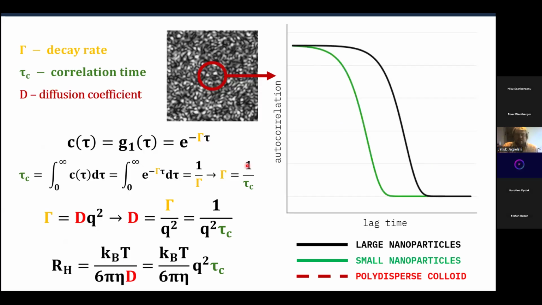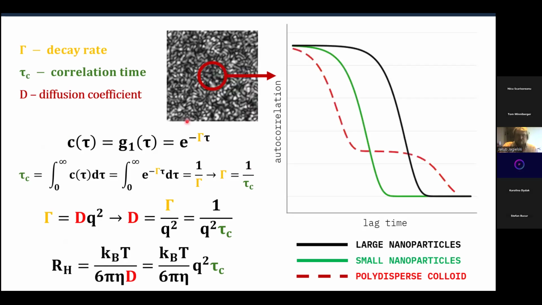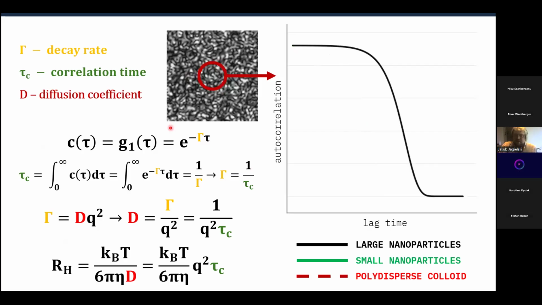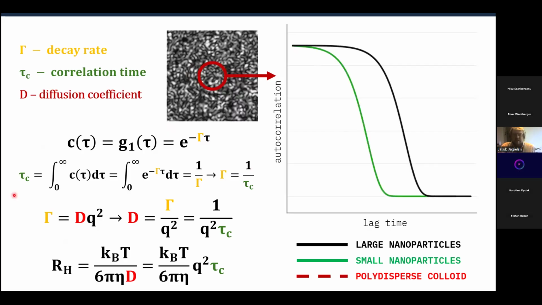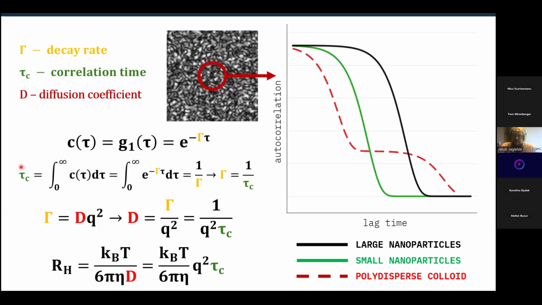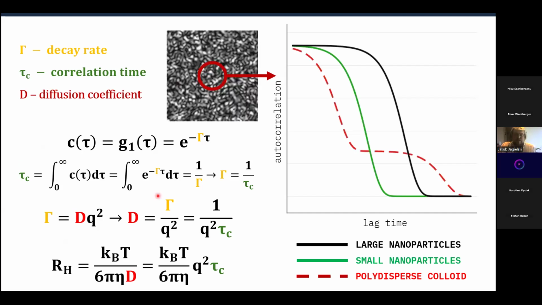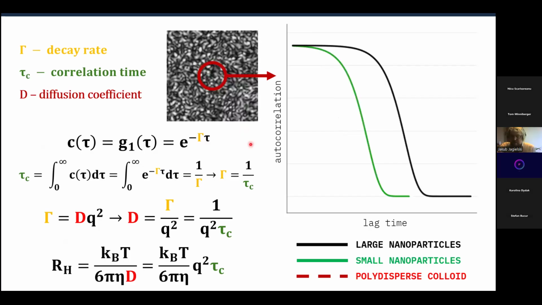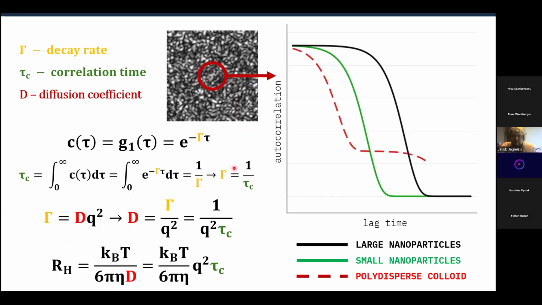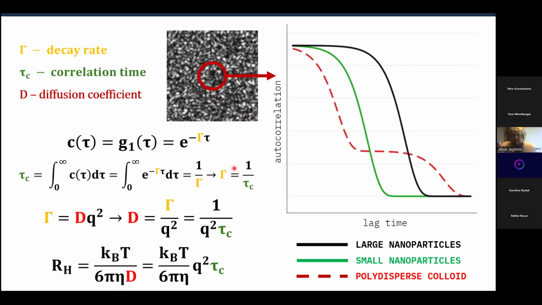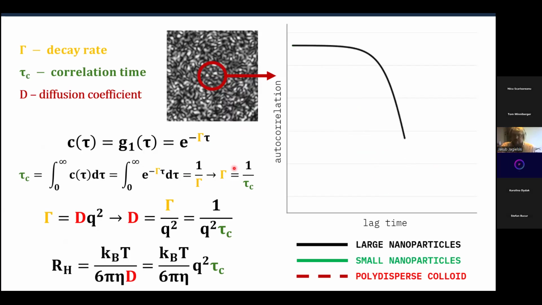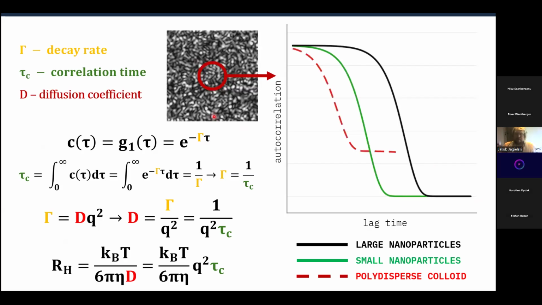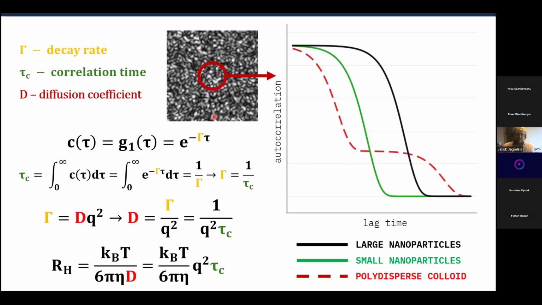When we integrate this autocorrelation function, so basically this simple equation, we can obtain the correlation time, which relates to the decay rate as you can see here. So gamma is 1 over tau. The correlation time is simply the reciprocal of the decay rate, and it is the parameter which we actually extract from the measurement.